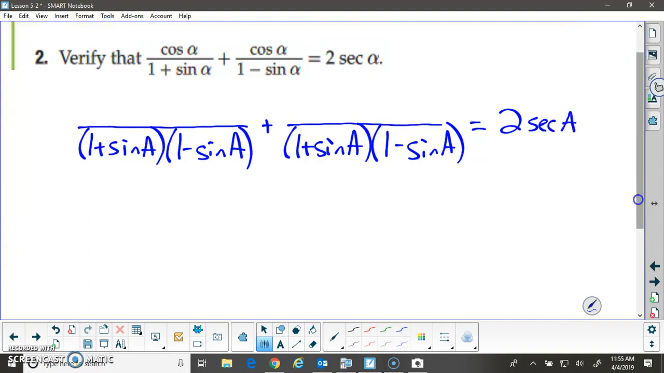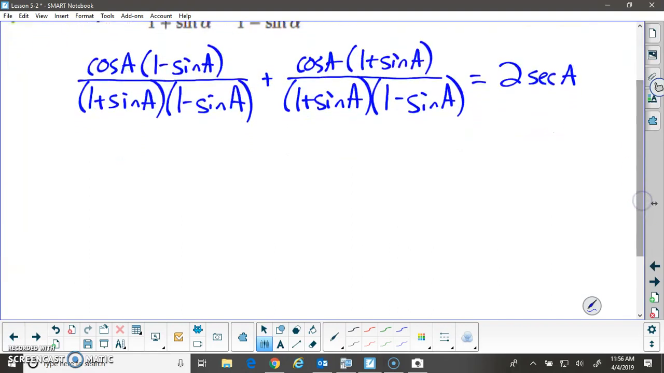Now, let's change the numerators. Since we multiply the bottom of the first fraction by 1 minus the sine of A, we do the same thing to the top, and I have the cosine of A times 1 minus sine of A. On the second fraction, since we multiplied the bottom by 1 plus the sine of A, we do the same thing to the top. Now I'm ready to put these two fractions together.